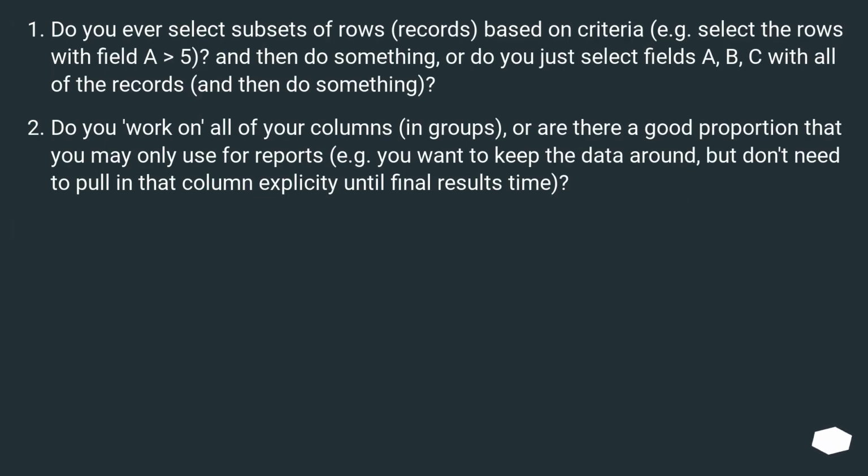Do you ever select subsets of rows, records, based on criteria? For example, select the rows with field A > 5, and then do something? Or do you just select fields A, B, C with all of the records, and then do something? Do you work on all of your columns, in groups, or are there a good proportion that you may only use for reports? For example, you want to keep the data around, but don't need to pull in that column explicitly until final results time.